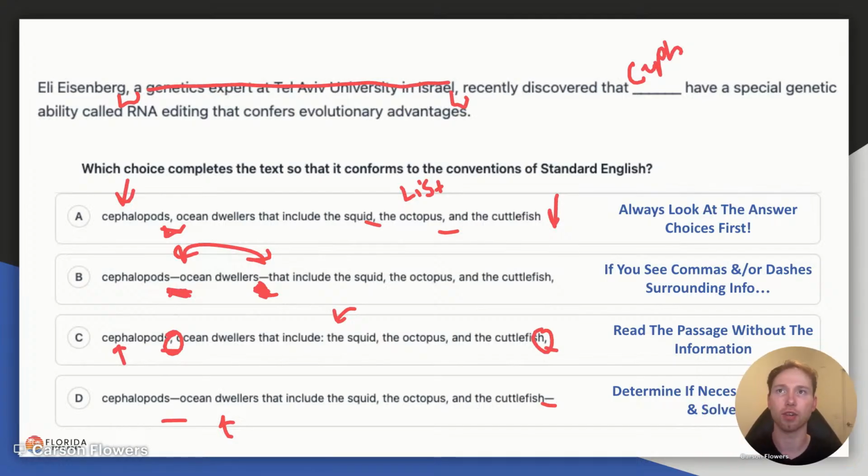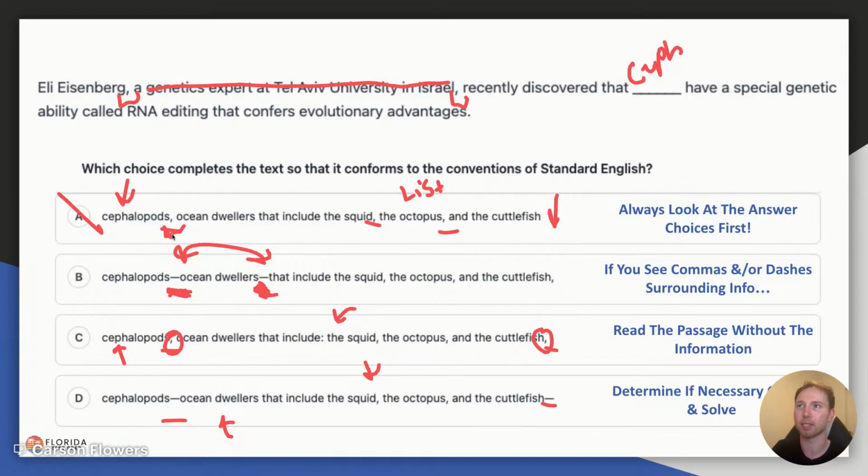"Eli recently discovered that cephalopods, ocean dwellers that include the squid, the octopus, and the cuttlefish, have a special genetic ability." So I'm going to say that "ocean dwellers that include the squid, octopus, and cuttlefish" is unnecessary information. This doesn't really contribute to the point they're trying to tell me: cephalopods have a special genetic ability. That is the point of the sentence. They are just giving me a list of what cephalopods are to help the reader understand what's going on, but it's not necessary. So if taken out, the sentence functions the same.